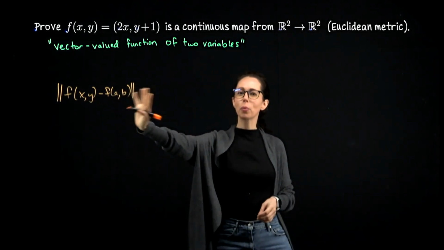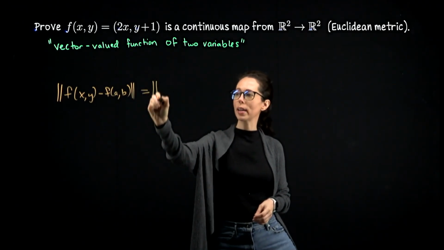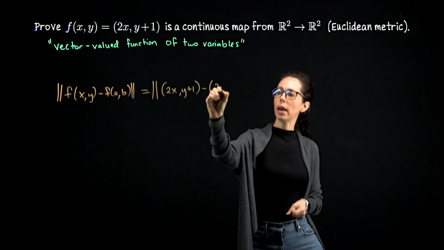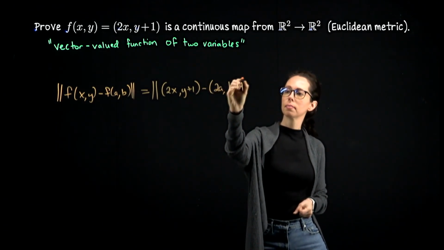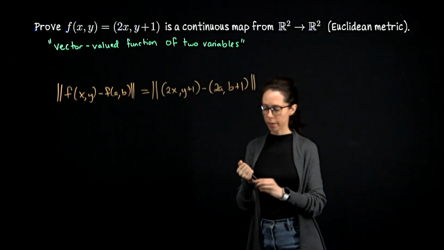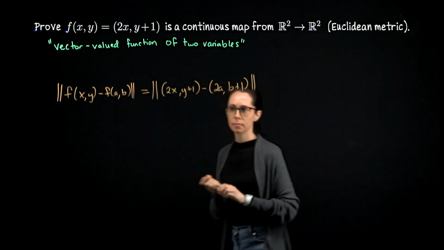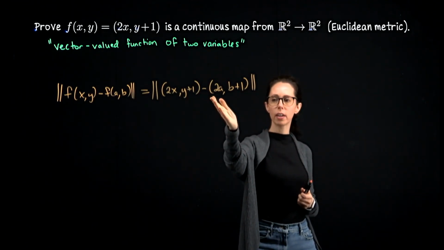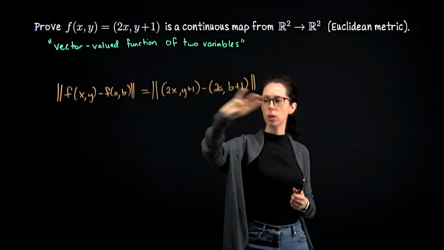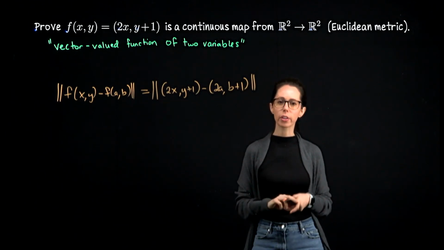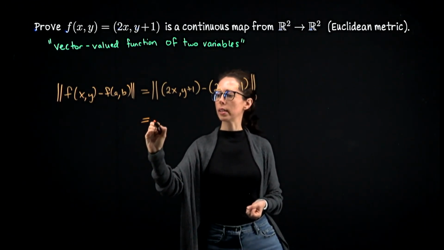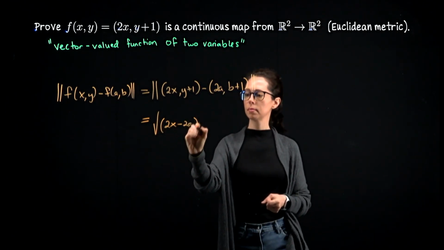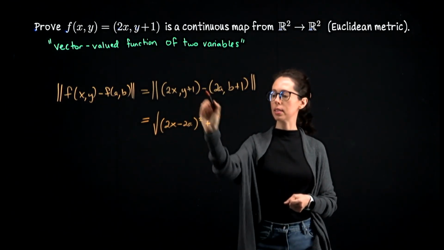In reality, I probably wouldn't even write this. I would just jump straight to (2x, y plus 1) minus (2a, b plus 1). This is a vector in R2 and another vector in R2. We are computing the norm of their difference, or in other words, their Euclidean distance. So that's going to be the square root of the difference of these squared plus the difference of these squared.